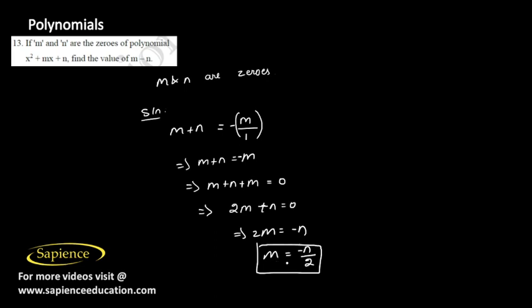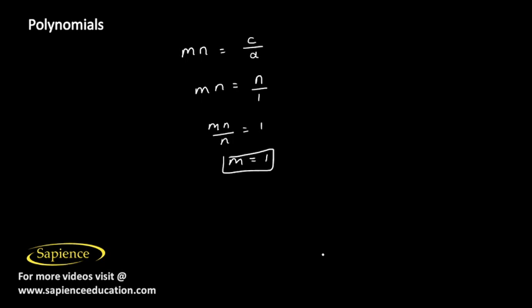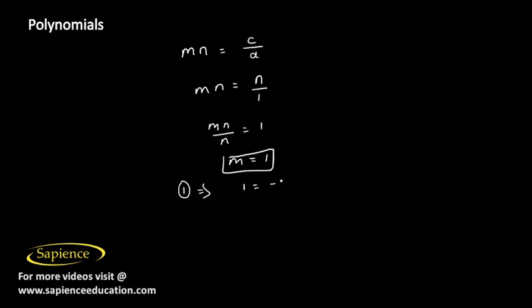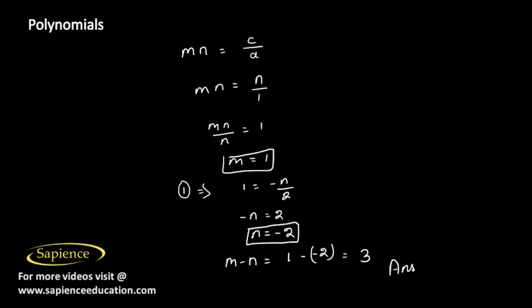We already have m is equal to minus n by 2. Let's call it equation 1. Substituting the value of m equal to 1 in equation 1 gives 1 is equal to minus n by 2. It means minus n is equal to 2, n is equal to minus 2. Now we have the value for m and n. We can find m minus n, which is equal to 1 minus minus 2, which is 3. So the answer to this question is 3.